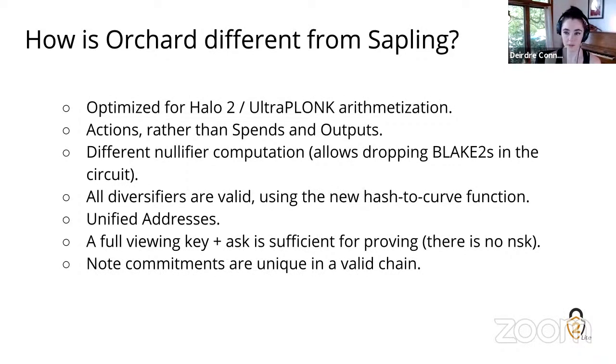We're computing nullifiers differently now. As I mentioned, we wanted to drop Blake2s. By doing this computation in a different way, we're able to drop Blake2s, but we're still very happy about how these nullifiers are derived. And I think Daira will go into a little more detail about that. One biggie that we'll talk about later: unified addresses.